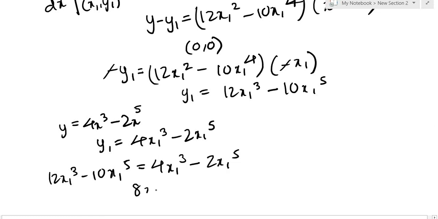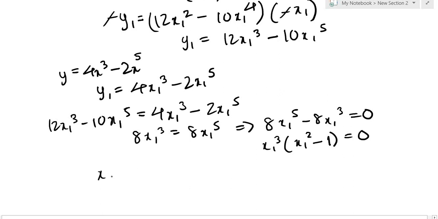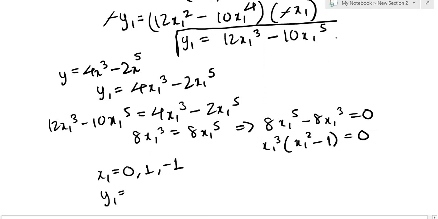Now it's just algebra, so we have 8x1 to the third is equal to 10 minus 2, is 8x1 to the fifth. I can just move things here. 8x1 to the fifth minus 8x1 to the third is equal to 0. You can factor out the 8 and x1 to the third, so x1 squared minus 1 is equal to 0. So all possible x1 values are x1 is equal to 0, 1 and negative 1. You can find the corresponding y1 values by using this equation, because we have anyways two equations for y1. Use any one you want.